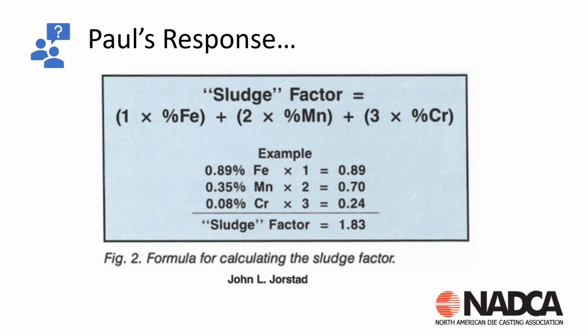As we look at what sludge is, this is work that was done by John Jorstad. John came up with this equation, and this equation basically tells us when sludge is going to form. Sludge formation takes place based on the iron content, the manganese content, and the chromium content: 1 times iron, 2 times manganese, 3 times chromium. We take a spectrographic reading of our alloy, get the chemistry, and can then calculate a sludge factor. Anytime that sludge factor is above 1.8, that's when we start to see higher than normal sludge formation.